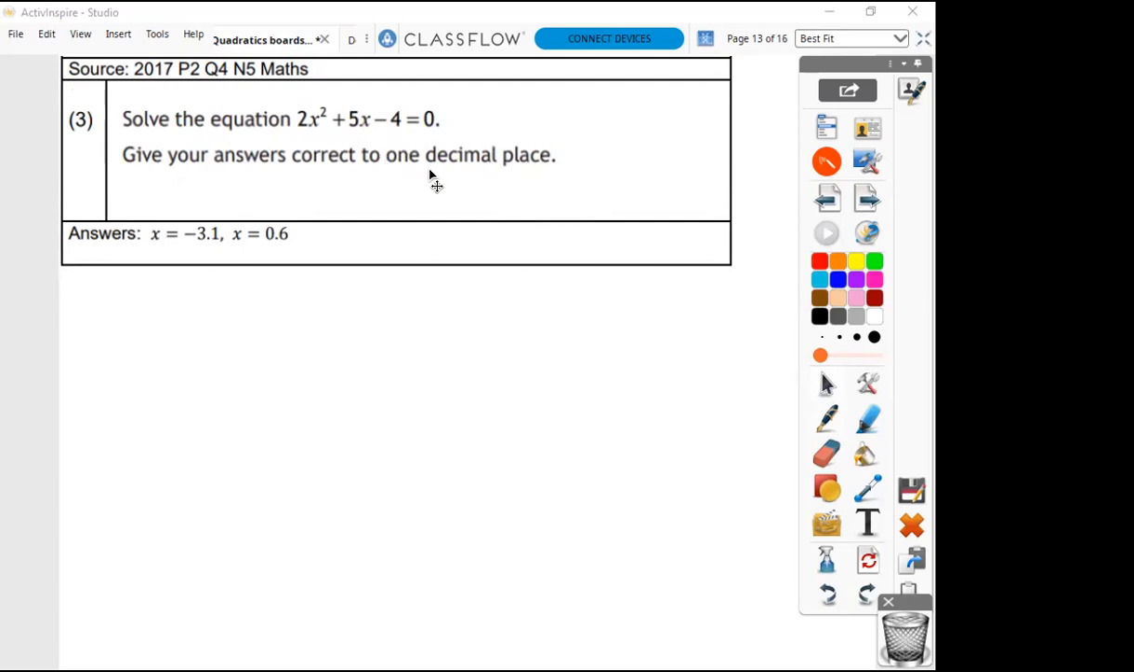But if it doesn't ask for one decimal place or significant figures or anything along those lines, there's a good chance that the factorization will just be done in the normal way, which is your common factor, difference of two squares, or your trinomial, where we try and multiply to find the last number and add them together to find b. Okay, if that makes sense.